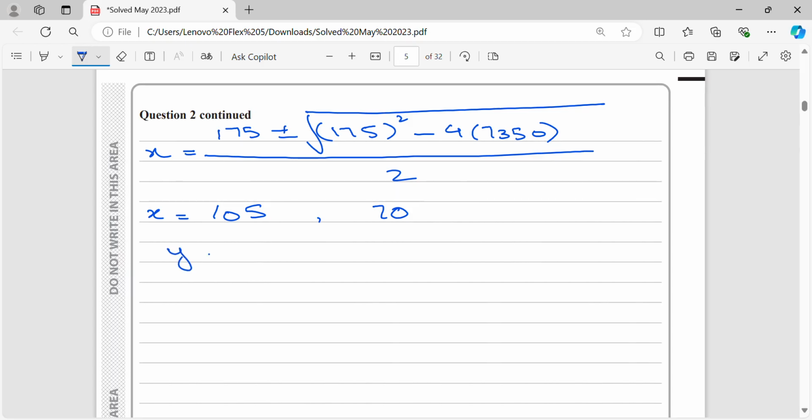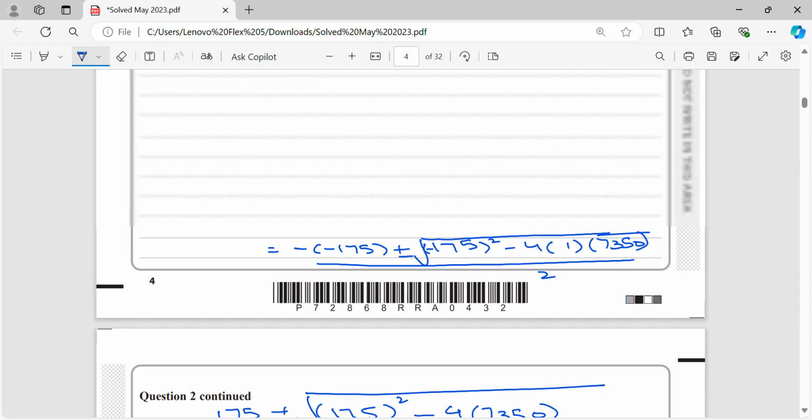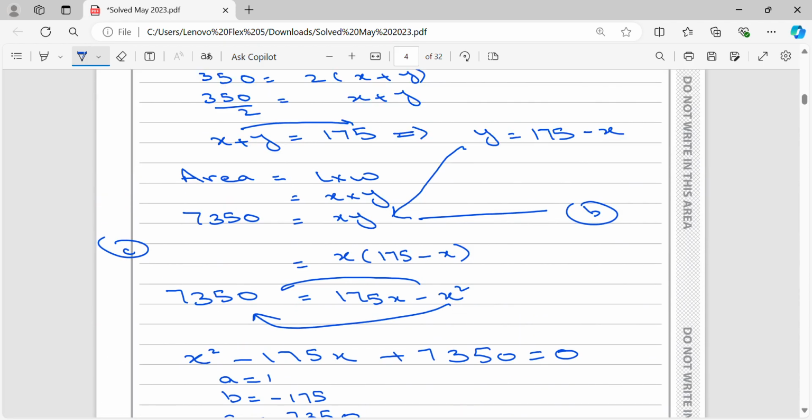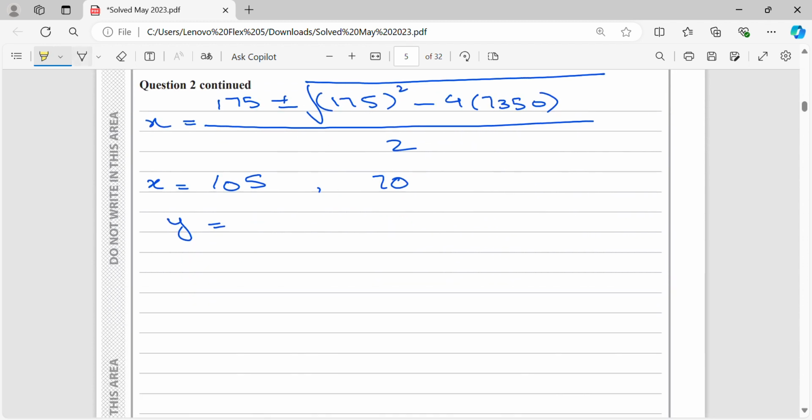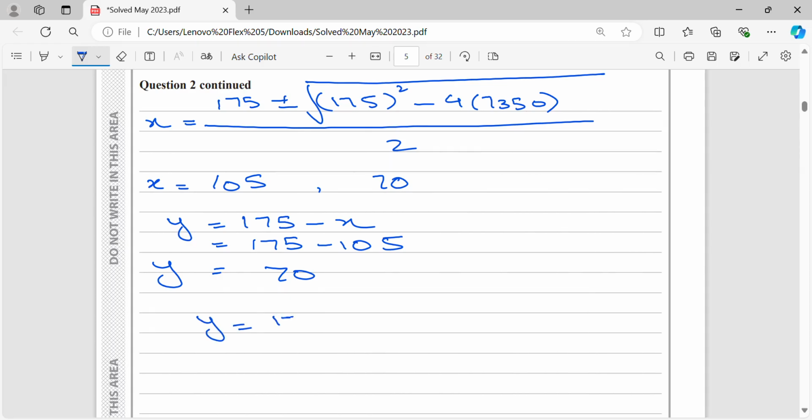Now I can find the value of y. y is 175 minus x. So 175 minus x, if x is 105, in this case y is 70. Similarly I can do for 70. If I use 70, I'll get here 105.